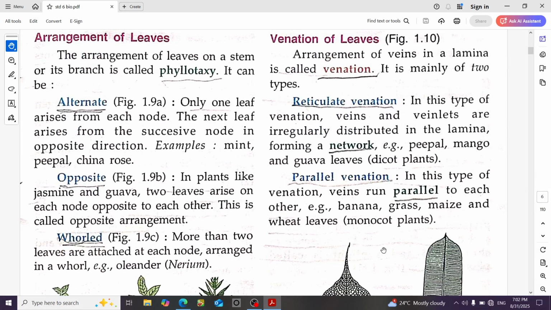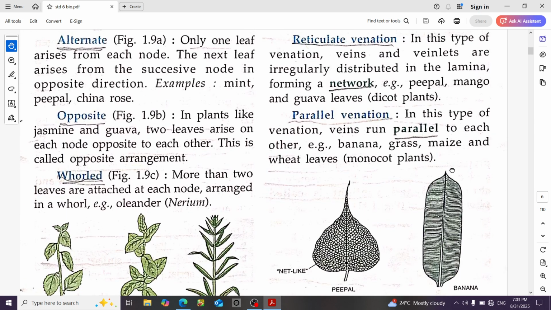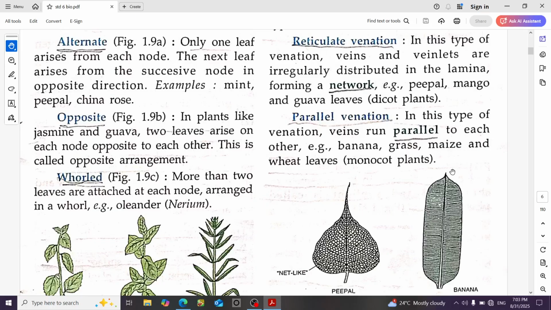Venation: the arrangement of veins in the lamina is called venation. Two main types are there, reticulate and parallel. Say this again, reticulate and parallel. So two main types of venation are there. Look at the diagram shown here. See the peepal and banana plant. The leaves have a particular arrangement. In reticulate venation, the veins and veinlets are irregularly distributed in the lamina, forming a network. Look at the peepal, net-like. And in parallel, they run parallel to each other. Look at the banana leaf. So mainly dicots show reticulate venation and monocots show parallel venation.